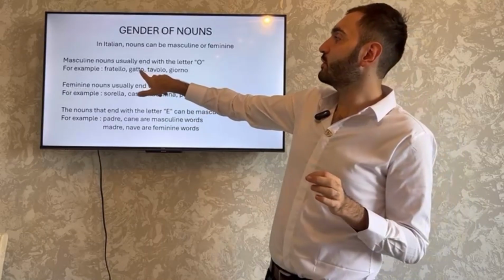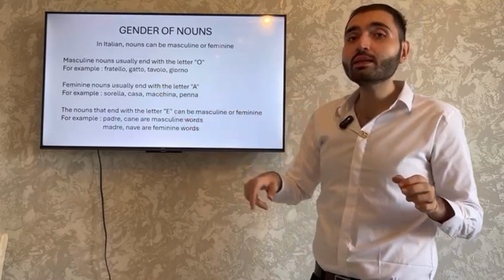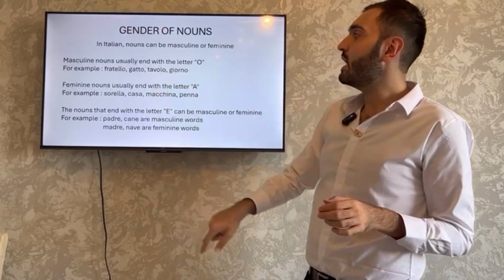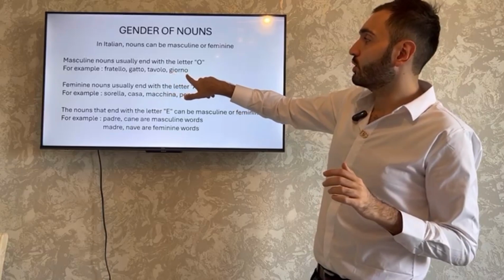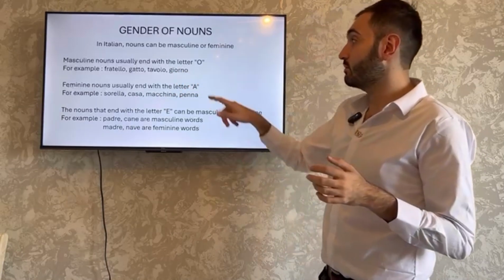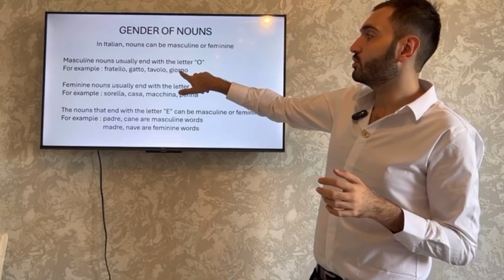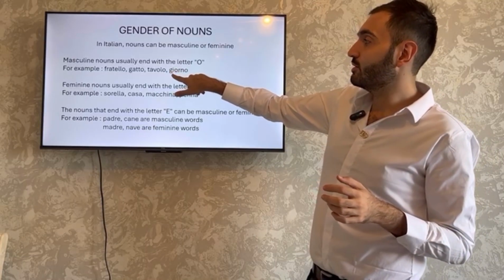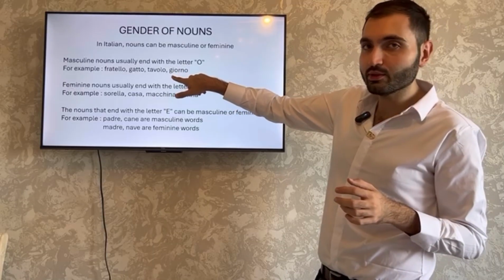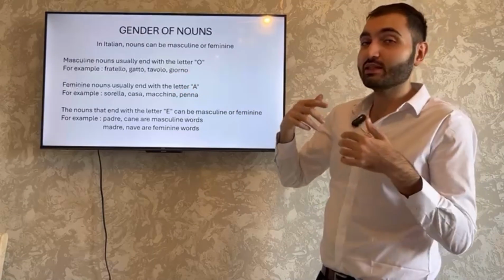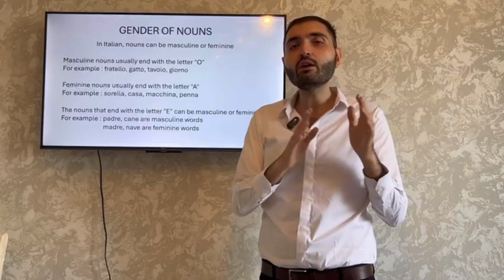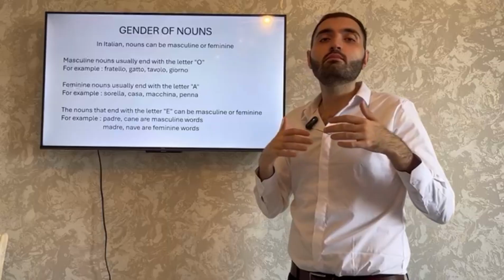Another word is tavolo. Tavolo means table, and it's also masculine. It ends with O. The next word is giorno. Giorno means day, and it's also masculine because it ends with letter O. And this letter combination G-I-O, do you remember it from the lesson about pronunciation? That's why it's pronounced giorno. So if a noun ends with letter O, it means it's masculine.